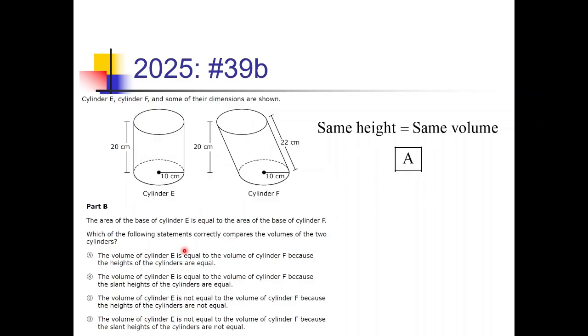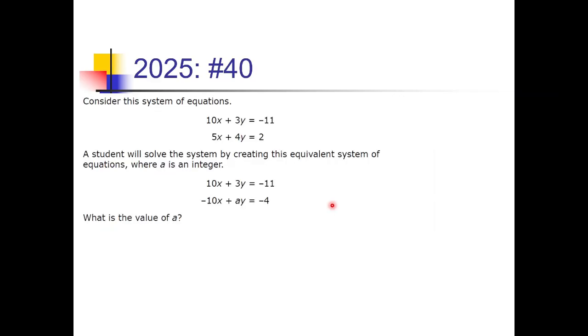But let's just look at these other ones. So B, volume is equal because the slant heights are equal. And that is not necessarily true. It's all about the actual bottom to top height. So that's a little bit off. And then C and D are both wrong by the simple fact that they're saying these are not equal volumes, and in fact they are. So choice A.